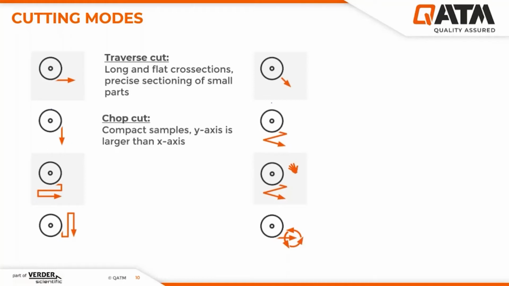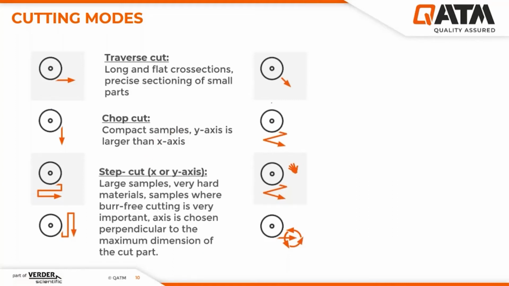Therefore, the chop cut always is used on compact samples where the epsilon axis is larger than the x-axis. And if you have very large parts, you combine these two methods in the so-called step cut, which is available with two dominant axes. And of course, you use this for large samples and for very hard materials because you not only have a small contact area, but you also have in general a better coolant flow through the cut part. Of course, the axis is always chosen perpendicular to the maximum dimension of the cut part.